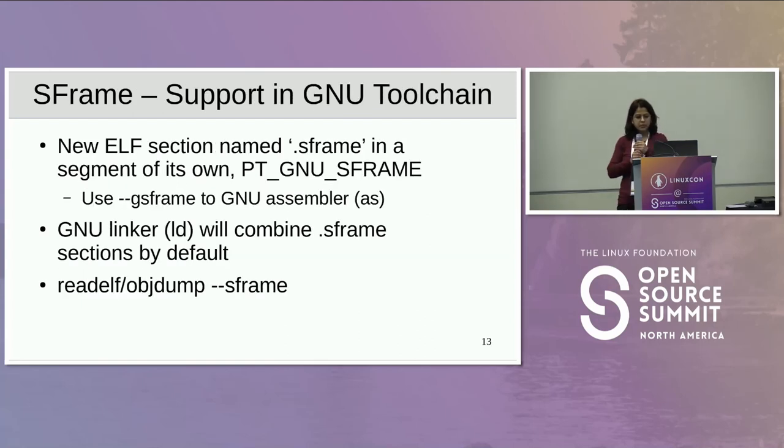The information appears in a new ELF section called .sframe, and the section itself appears in a segment called PT_GNU_SFRAME. All that you need to do to generate SFrame is use an assembler 2.40 or later, and pass -gsframe to the assembler. The GNU linker will do the right thing, as in if it sees .sframe sections in the input binaries, then it will combine the sframe sections and generate one in the final linked artifact. Binutils readelf and objdump, the other binary utilities, also have support, so you can specify --sframe and get a human readable text output.